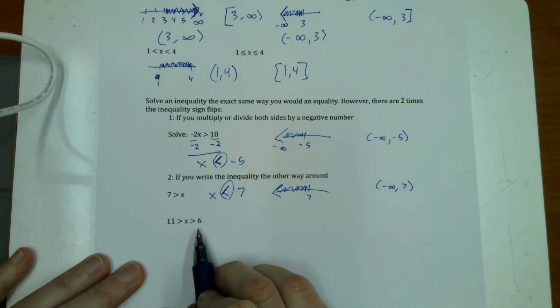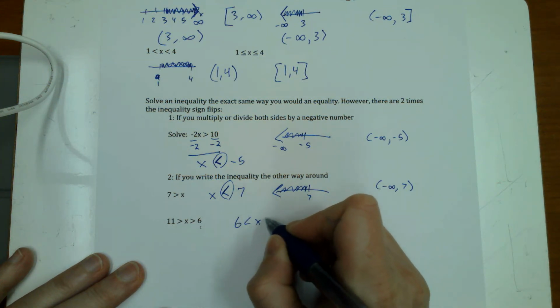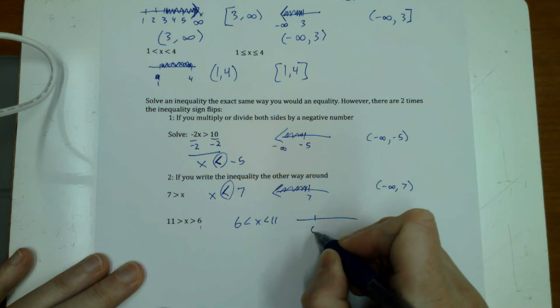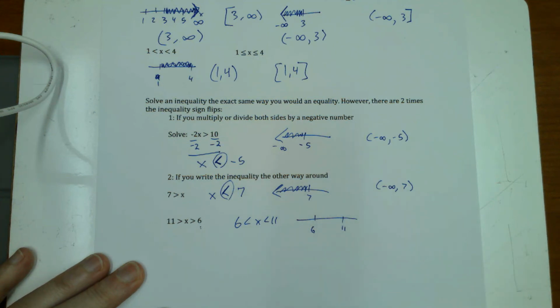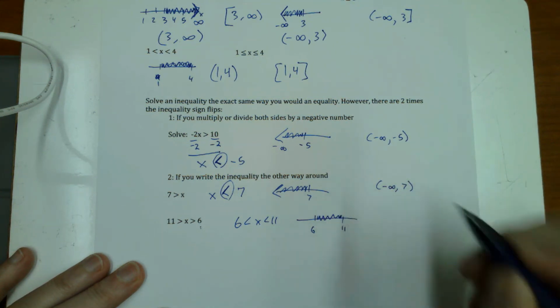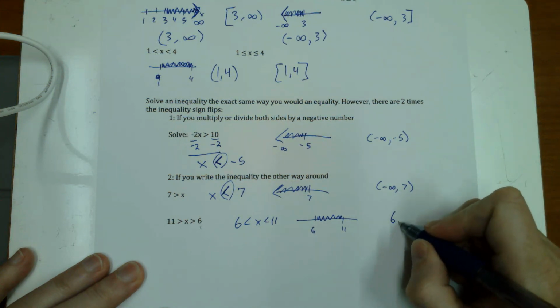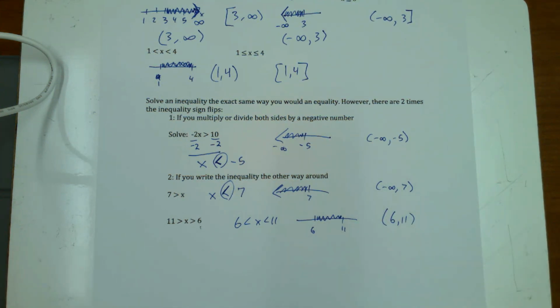Similarly, this next one, especially for 3-part inequalities, I like to have that smaller number first because, again, if I'm going to make a number line, the smaller number has to come first, and it just makes more sense to me visually to have that. So here I will then get 6 comma 11.